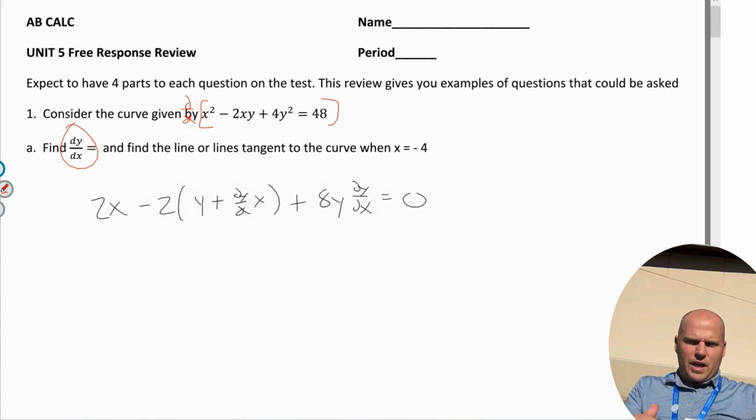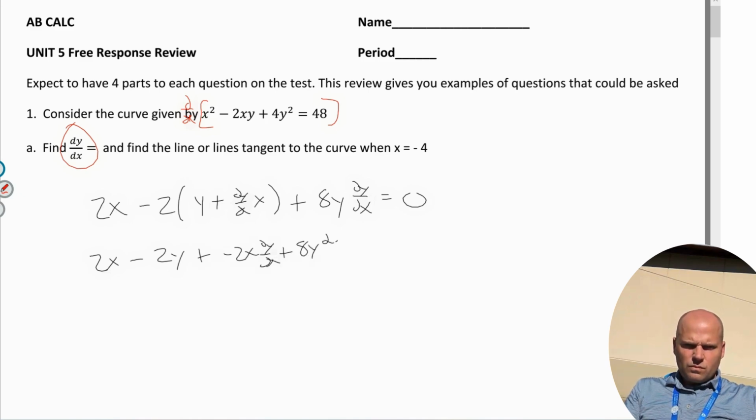Now, we're not plugging in negative 4 and 4 until we have our slope equation. So don't plug things in too early. Going to subtract the 2x, add the 2y, factor out the dy dx. Divide to solve.